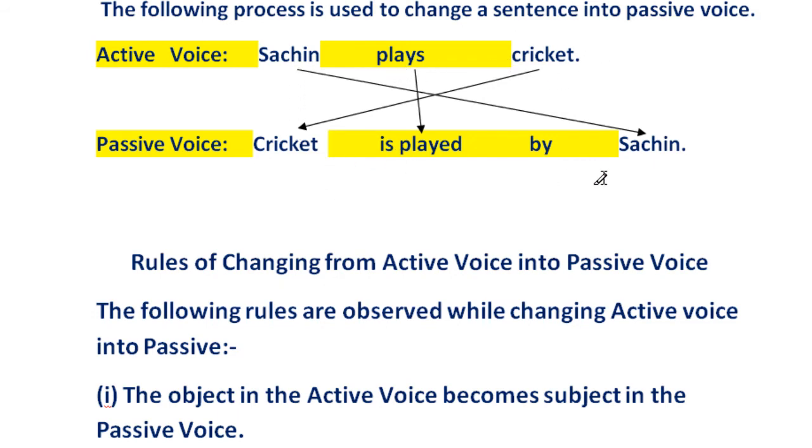Sachin plays cricket. Cricket is played by Sachin. You can say the doer has been placed after by. By is a preposition. In the active voice, Sachin is the doer and cricket is the object. And in the passive voice, cricket becomes the subject. The object of the active voice becomes the subject, and the subject of the active voice becomes the object, preceded by the preposition by, and the form of the verb changes according to the tense.